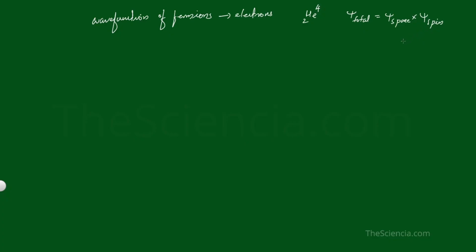Here we are discussing the wave function of fermions, right? That is electrons. And we already discussed the case of the helium atom, and we found the total wave function. So the total wave function consists of two parts. One is the space part and the other is the spin part. The electron has a spin and it is also rotating about the nucleus. So there will be two parts of the wave function: one is the space part and the other is the spin part.